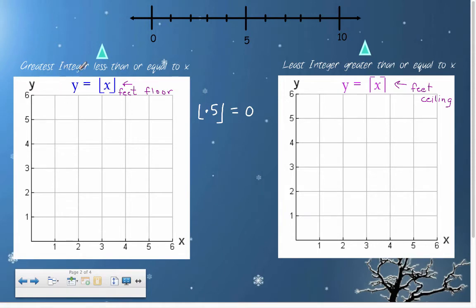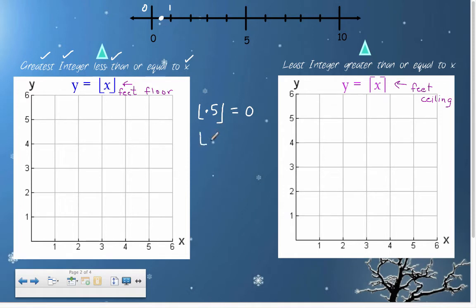What is the greatest integer less than or equal to 0.5? It's 0. On a number line, it's much easier to visualize. Here's the number 0.5. I want you to tell me what's the greatest integer less than or equal to 0.5. Well, it's in between the integers 0 and 1. So what is the greatest, 0 or 1, that it's less than or equal to? So the greatest integer less than 0.5 is 0.